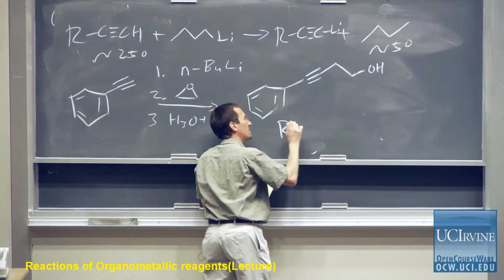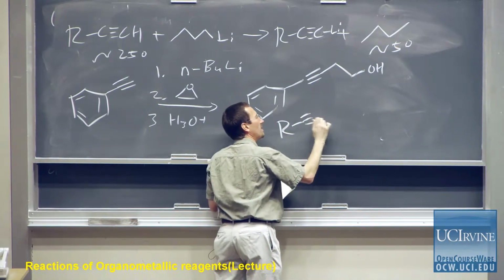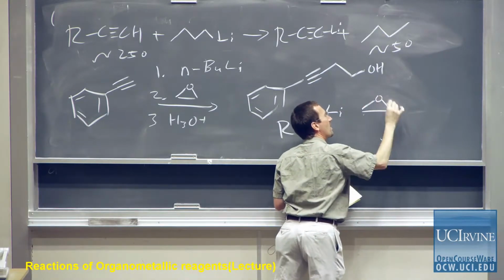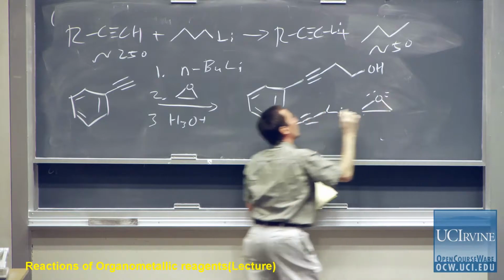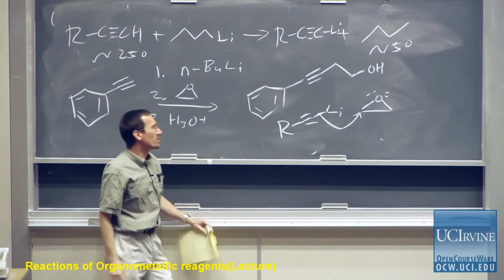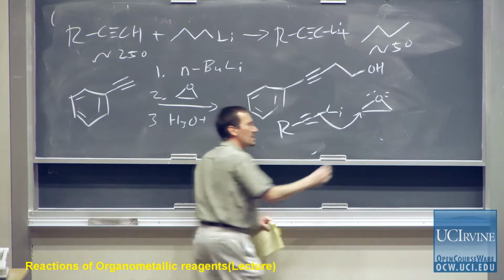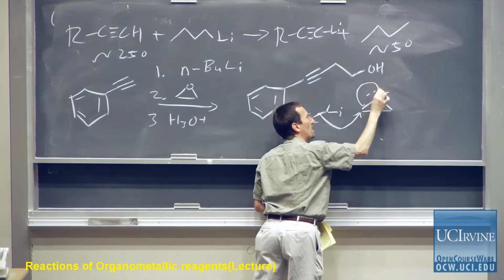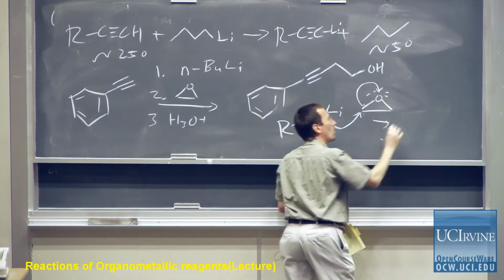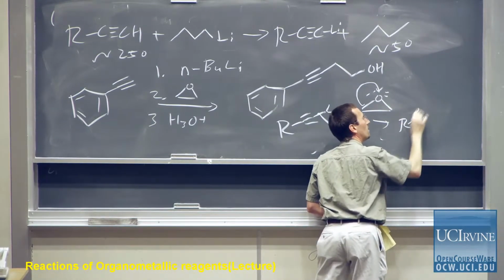You can think of this as R, the alkynyl lithium, reacting with the epoxide, and so we're going to draw electrons flowing from the carbon-lithium bond into the carbon-oxygen bond, pushing electrons onto oxygen and opening up our ring.